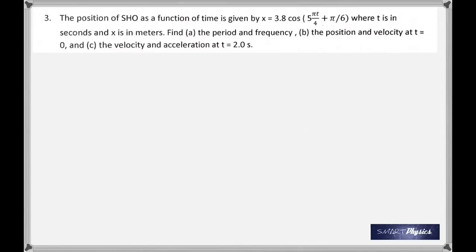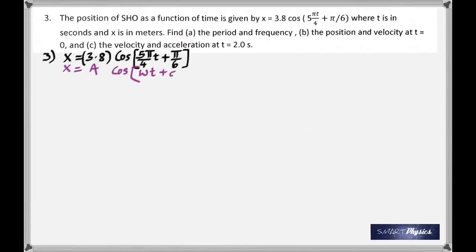In this third question, the position of simple harmonic motion as a function of time is given by x is 3.8 cos of 5 pi t by 4 plus pi by 6, where t is in seconds, x is in meters. And you have to find the period and frequency. That's the given equation. And you have to compare it with the general equation, which is x is A cos omega t plus phi. Here, A is the amplitude, omega is 2 pi times the frequency, and phi is called the initial angle. Omega is 2 pi times the frequency, as we have seen in circular motion, which gives frequency as omega by 2 pi.